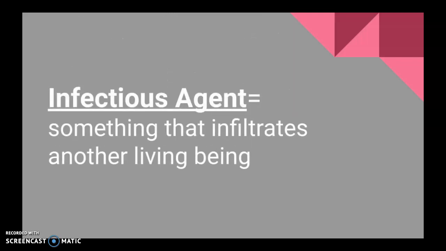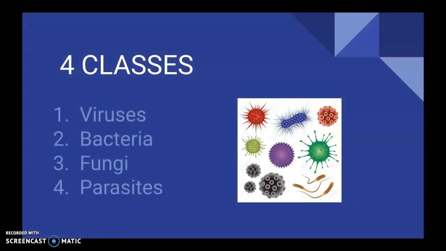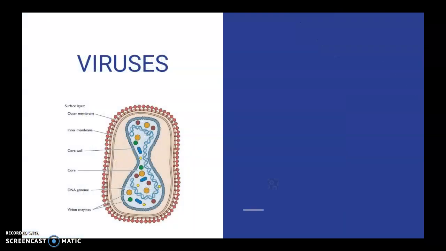To understand infectious agents, we need to first understand the basics of infectious agents. So the broad and simple definition is something that infiltrates another living being. And infectious agents can infiltrate and affect several different types of living beings. Some of those would be our pets or other animals. But for the purpose of this presentation, we're mostly just going to focus on infectious agents related to humans. As I mentioned before, there's 4 different classes: viruses, bacteria, fungi, and parasites. So we're going to start off by learning about viruses.